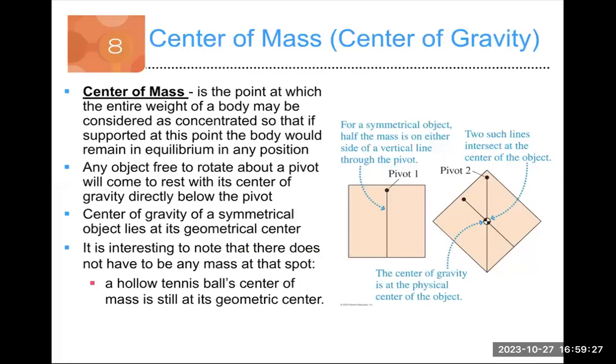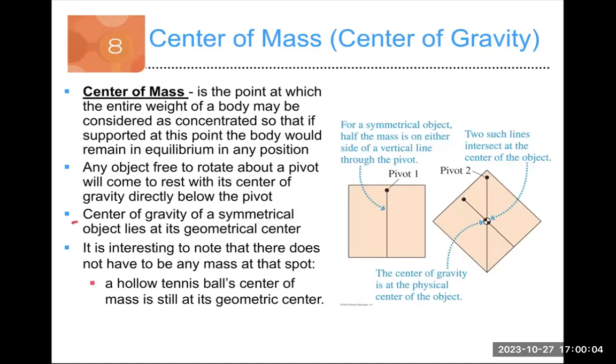Okay, we're going to pick up on slide 38, which talks about center of mass or center of gravity. Your center of mass is just the point at which the entire weight of a body may be considered as concentrated, so that if supported at that point, the body would remain in equilibrium in any position. So an object that's free to rotate about a pivot point is going to come to rest with the center of gravity directly below that pivot point.